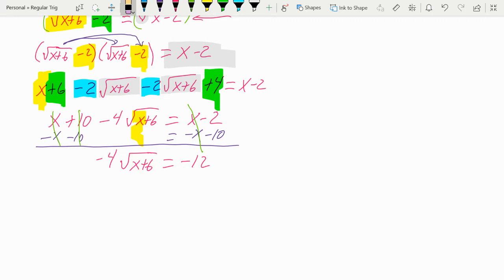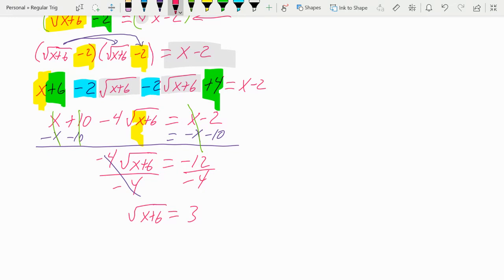Okay, now I have this negative 4 sitting out in front. So the way we say that is negative 4 times. Well, how do I get rid of that negative 4? I'm going to divide both sides by negative 4. All right, and what happens? Negative 4 divided by negative 4 cancels, gives me 1. So I'm left with the square root of x plus 6 is equal to 3.